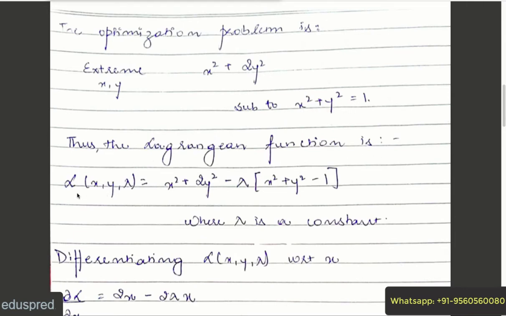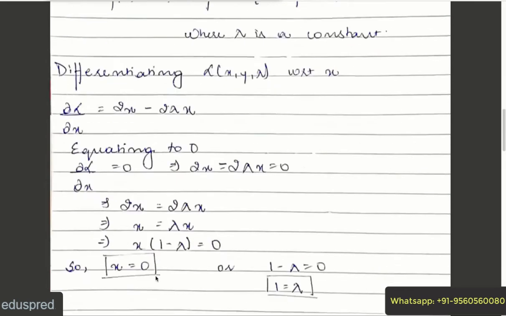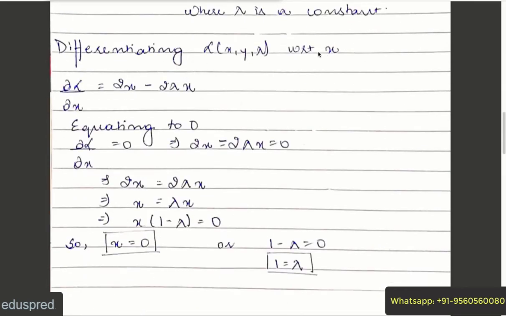Thus my Lagrangian function is L of x comma y comma lambda, which is equal to x square plus 2y square minus lambda times x square plus y square minus 1, and lambda is a constant. Now, let's differentiate the Lagrangian with respect to x and y. So differentiating L with respect to x, I get del L by del x is equal to 2x minus 2 lambda x. Equating it to 0, I get 2x minus 2 lambda x is equal to 0, or x is equal to lambda x, and taking everything on the left hand side, I get x times (1 minus lambda) is equal to 0.